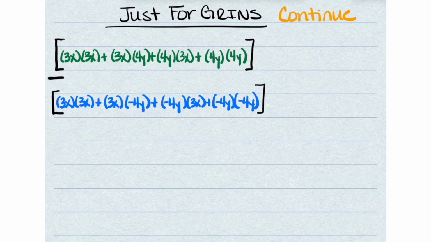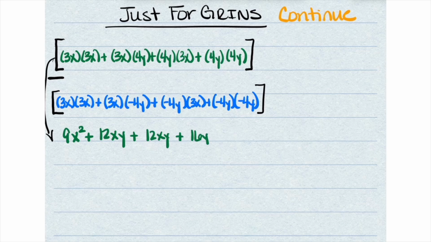Yeah. Okay, so let's do this first one here. So that gives you 3 times 3, that's 9x squared. 3 times 4, that's 12xy. 4 times 3, 12xy. And 4 times 4, 16y squared. Do y'all see that? 9x squared, 12xy, 12xy, 16y squared. And we're still subtracting. Don't forget, we're still subtracting.